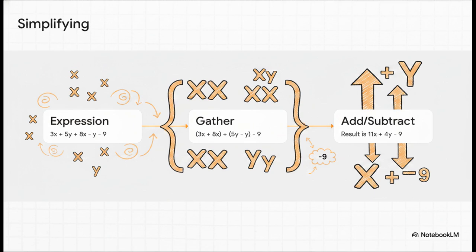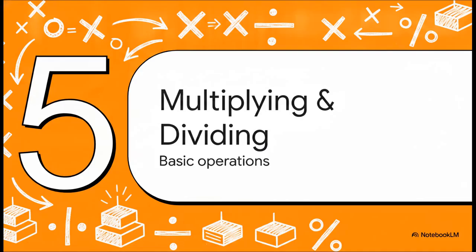So we group the x's together. That's 3x + 8x. Then we group the y's together, 5y - y. And that lone number, the -9, it just stays by itself at the end. In step 2, we just add or subtract those specific groups. 3x + 8x is 11x. 5y - y is 4y, leaving us with a beautifully simplified answer of 11x + 4y - 9. So satisfying.